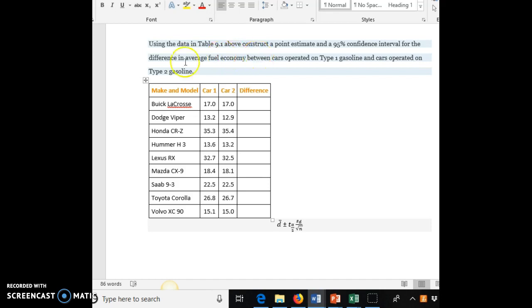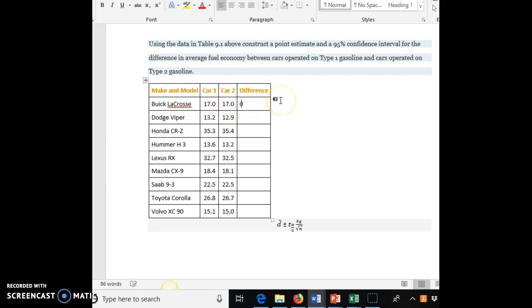So we're going to use this data in this table to construct a point estimate and a 95% confidence interval for the difference in average fuel economy between cars operated on type 1 gasoline and cars operated on type 2. And notice down here we have a different confidence interval formula. The big thing is this D bar and this S sub D. These are really the mean and the standard deviation of this column that we're going to make called the difference. So we're going to take the difference between car 1's gas mileage and car 2's gas mileage and put it over here.